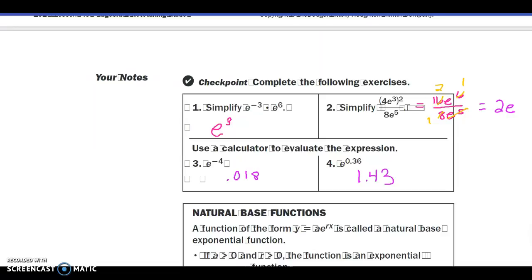Okay, so I just used rules of exponents here. And number 1, negative 3 plus 6 is 3 to get e cubed. And number 2, first I squared the 4 and the e cubed to get 16 e to the 6th, and then I simplify for a final answer of 2e. And on 3 and 4 I just used the calculator.